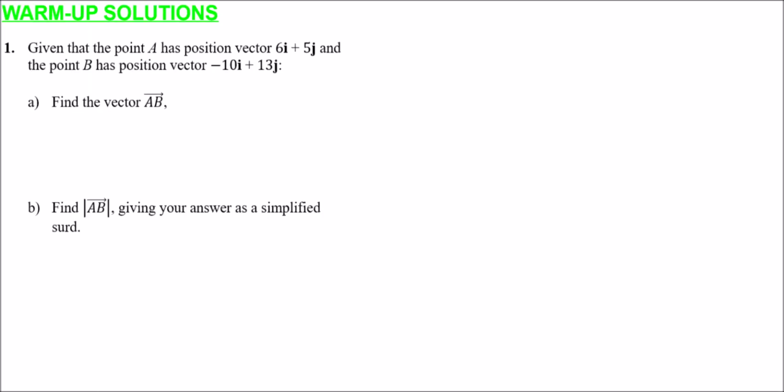Given that the point A has position vector 6i plus 5j and the point B has position vector minus 10i plus 13j, find the vector AB. What I'd suggest we do first of all is to just sketch this out on a grid.